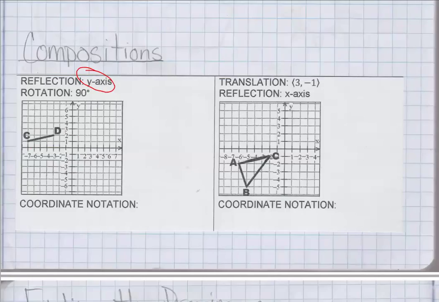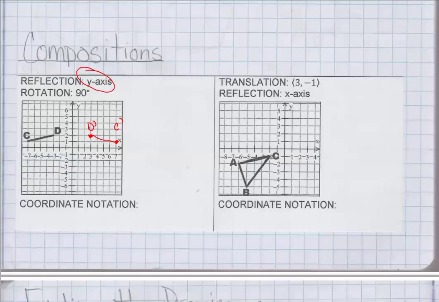However far to the left of the y-axis, that's how far it should be to the right. So this should be 1, 2, 3 to the left, so we're going to go 1, 2, 3 to the right. And that is now D prime. C is 7 to the left, so it's going to go 7 to the right. And that is C prime. And then connect your dots. That is your y-axis reflection. Now we will do a 90-degree rotation.